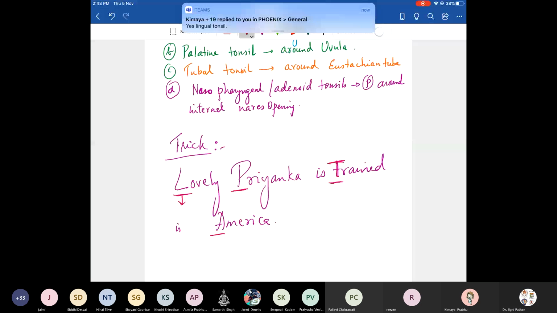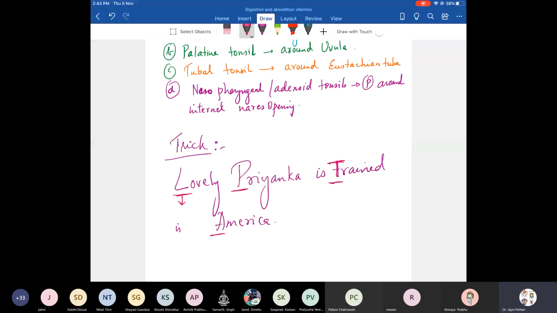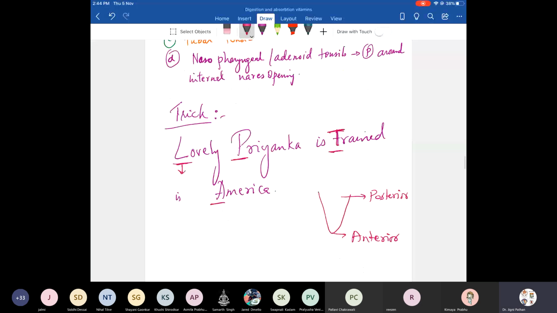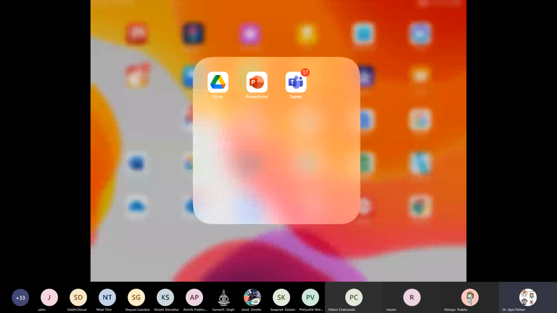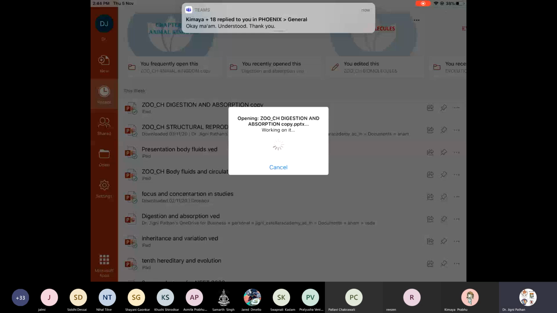Lingual tonsils. Posterior. See, anterior is the tip of the tongue. The tip, the sharpness. If this is your tongue, this is anterior, and this is posterior. Got the point? Yes?